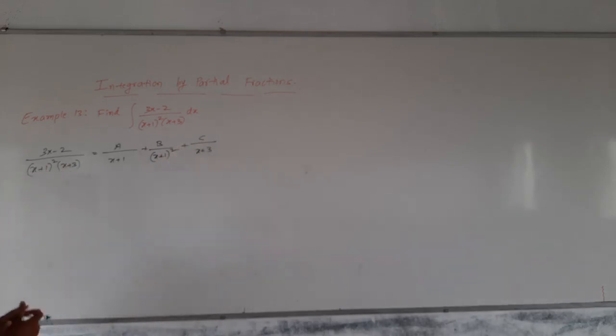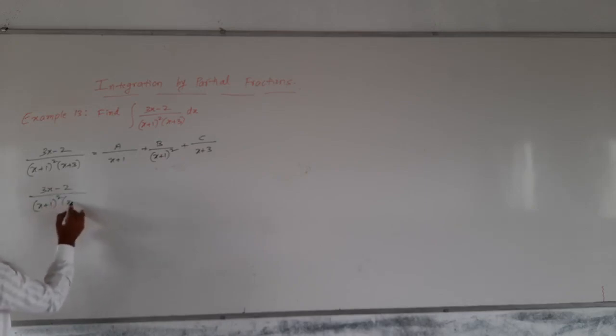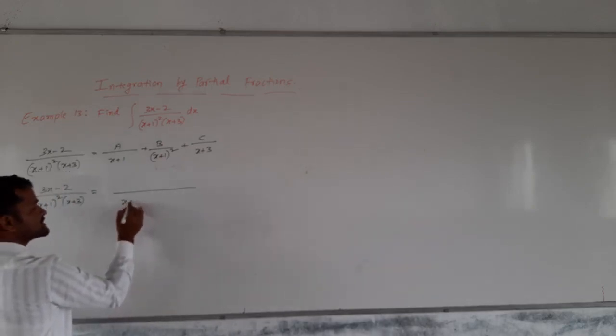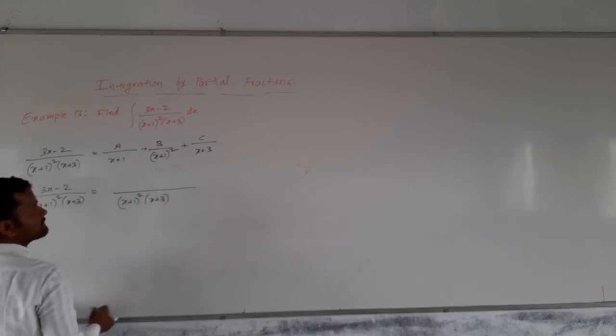Okay. Now left hand side, 3x minus 2 by x plus 1 whole square into x plus 3, keep this as it is. Right hand side, you take LCM. LCM is x plus 1 whole square into x plus 3.